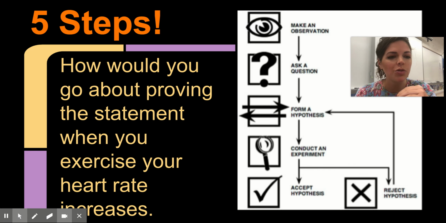There is no right and wrong, so I don't usually want to see that terminology, and you will lose points on your lab if you use the terms right and wrong. Okay, there is no right and wrong. It's either supported, not supported, accepted, rejected.